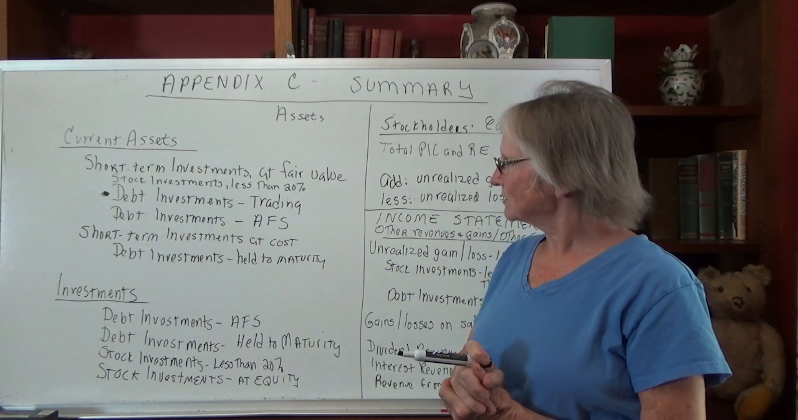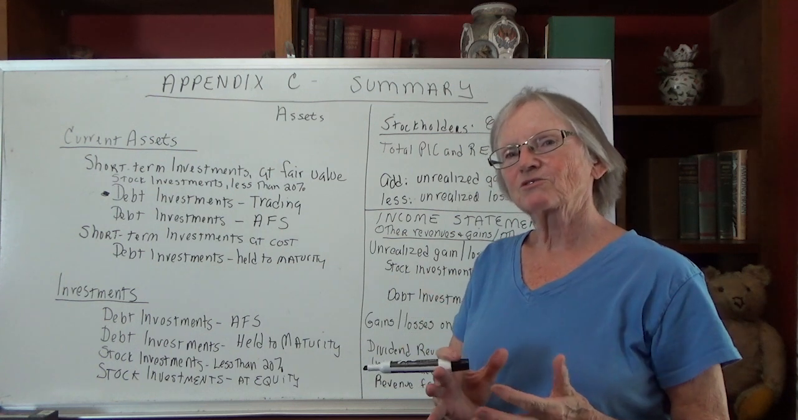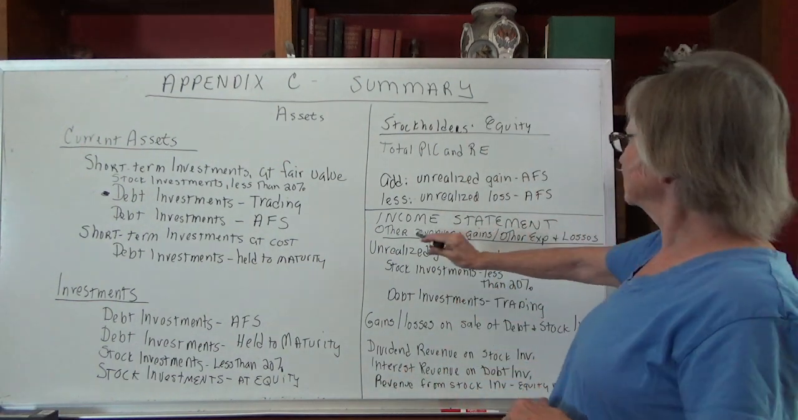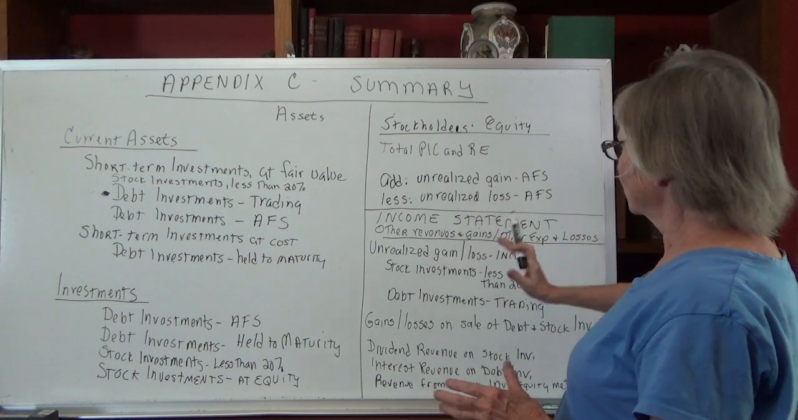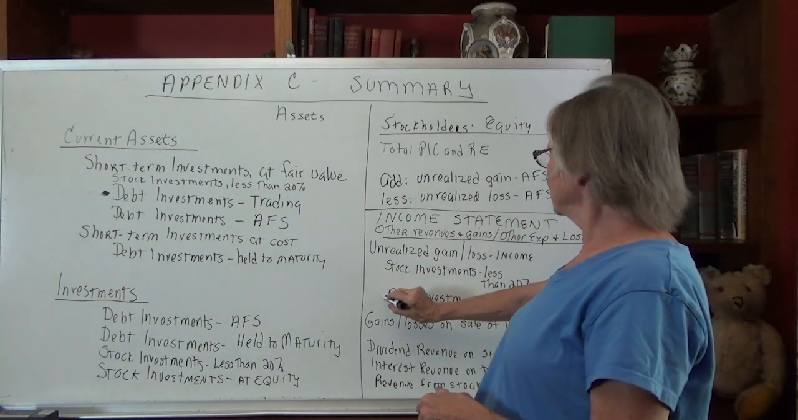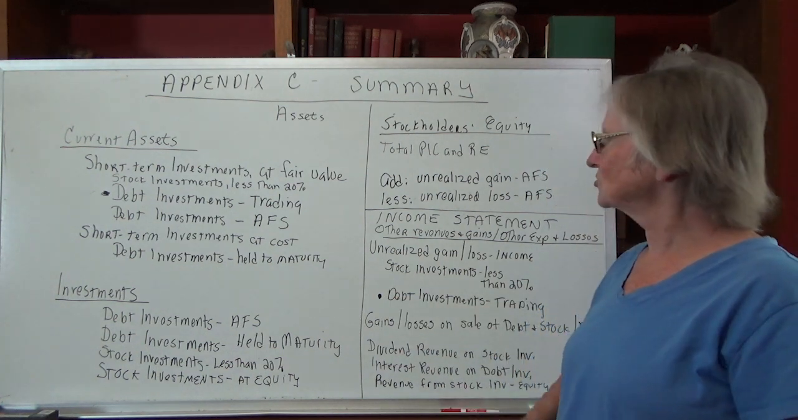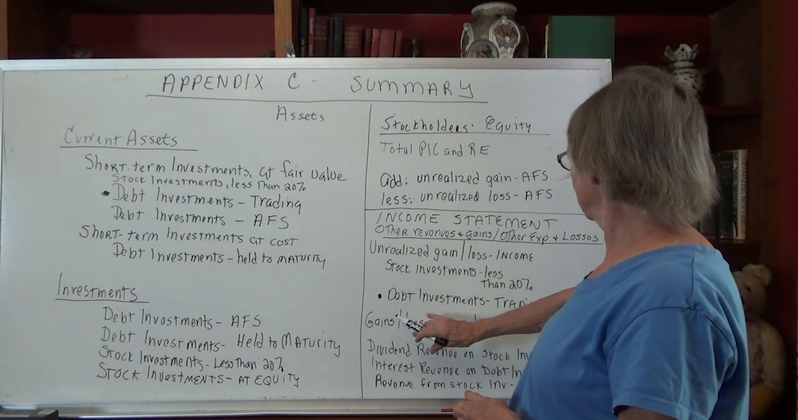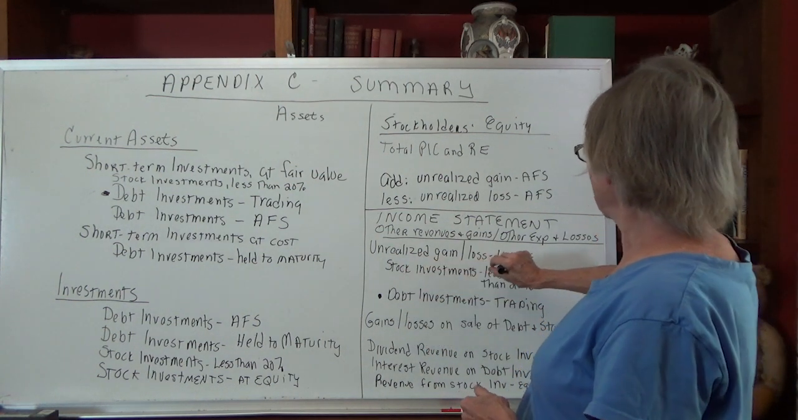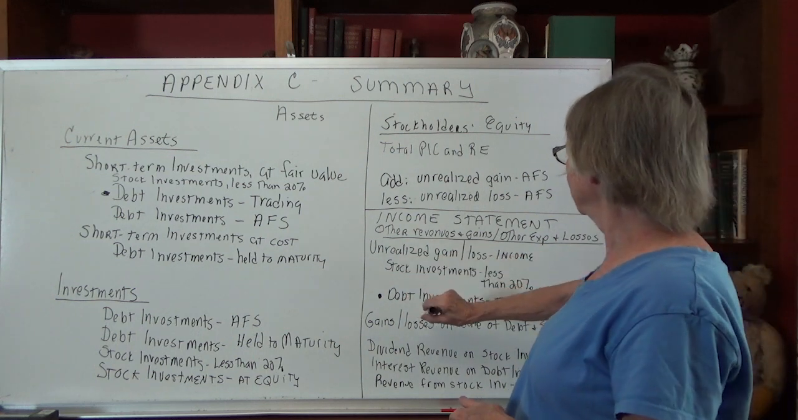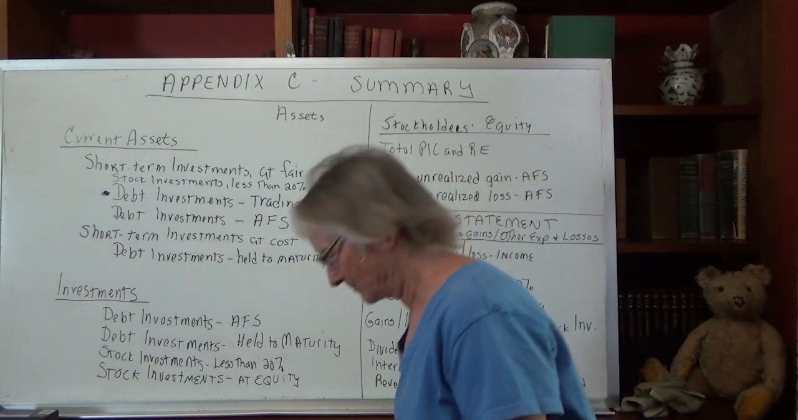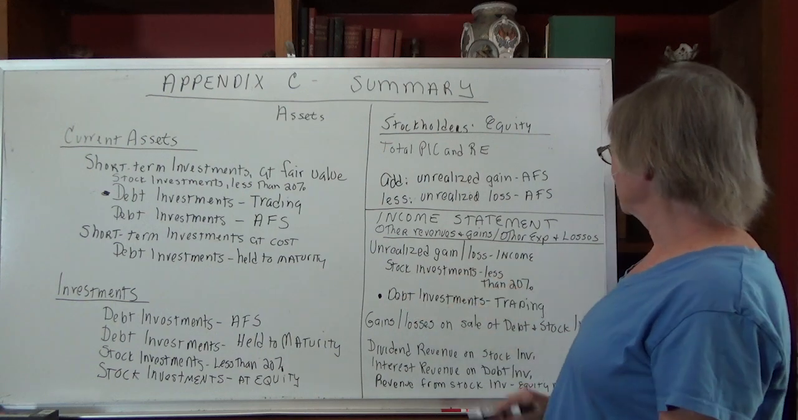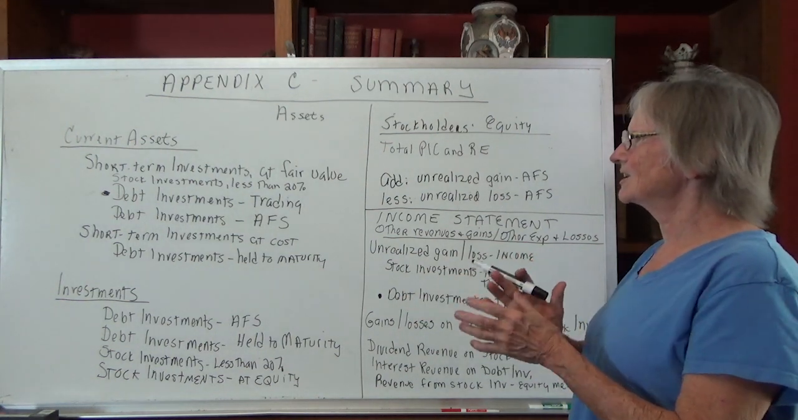With debt investments trading, we haven't sold them yet, so they're unrealized gains and losses, and they are going to be reported on the income statement under the category other revenues and gains or other expenses and losses. That's where your unrealized gains and losses on income are going to be reported, all right? So you've got your unrealized gains and losses, income, debt investments, trading. Okay, so that's your trading.